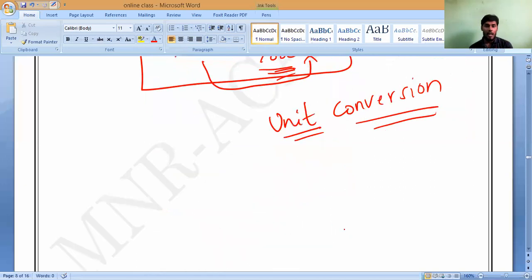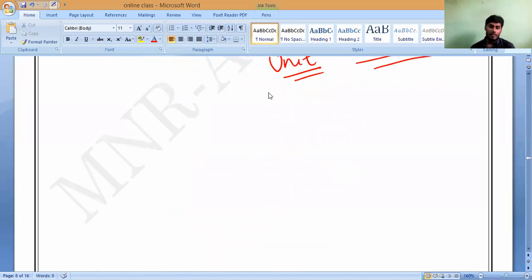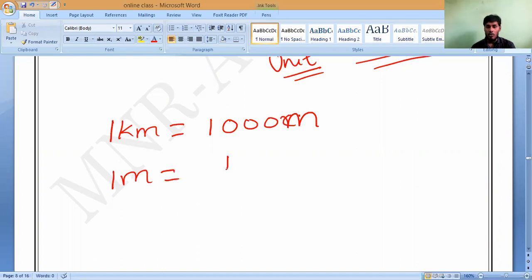All of you, do you understand? Yes or no? Tell me, please. So 1 kilometer is equal to how many meters? 1,000 meters. Same way, 1 meter is equal to 1 by 1,000 kilometers. All of you note it down.